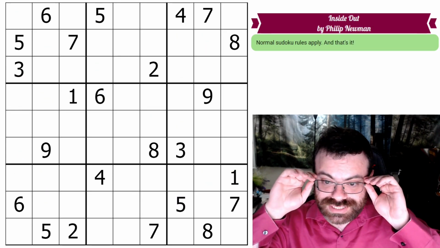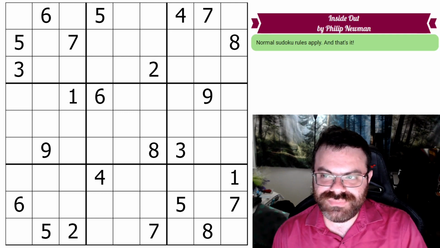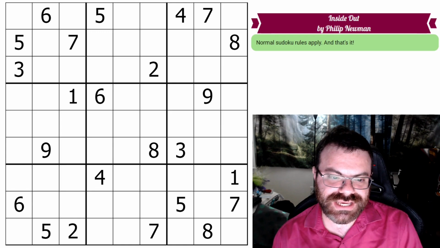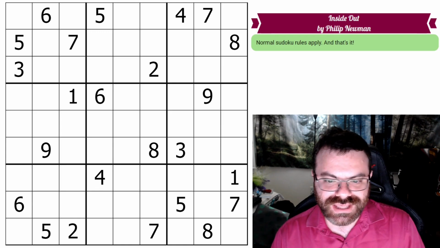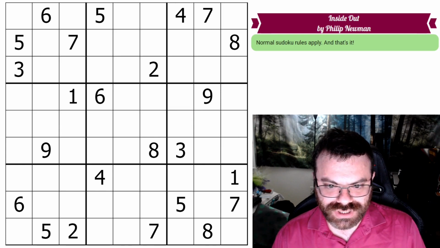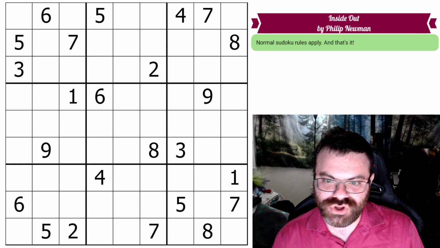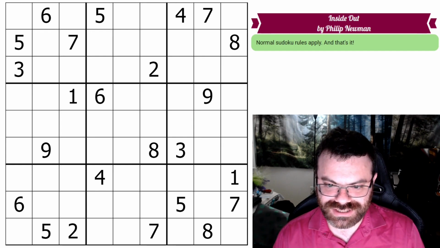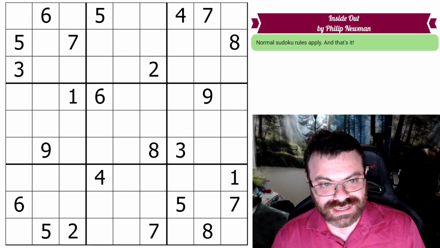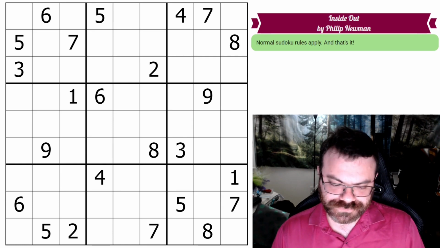Okay, so this is the second puzzle. This is Inside Out by Philip Newman. And this is a puzzle he hasn't published before, but again, there's a link below if you want to try it. Now, unlike the previous puzzle, you are not going to really get very far at all. There's pretty much no basics to do. I think you might find a hidden pair somewhere, but it's not going to be all that helpful. So we're just going to start right away with the technique.